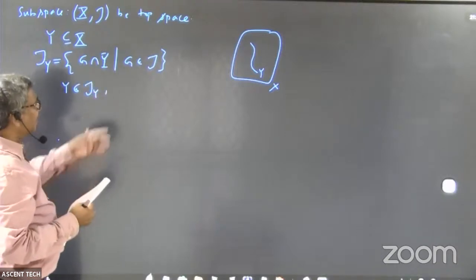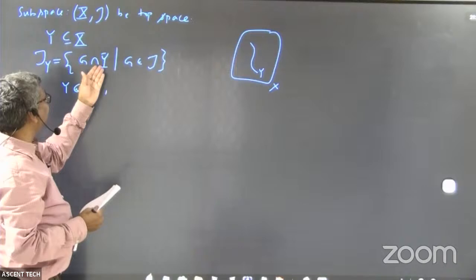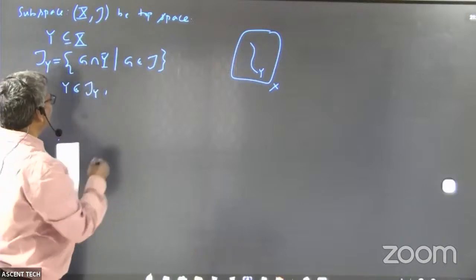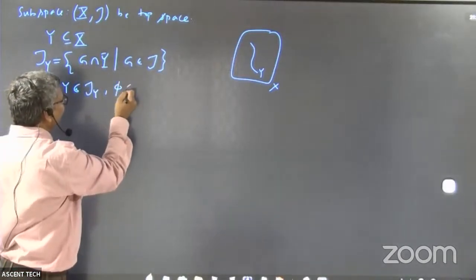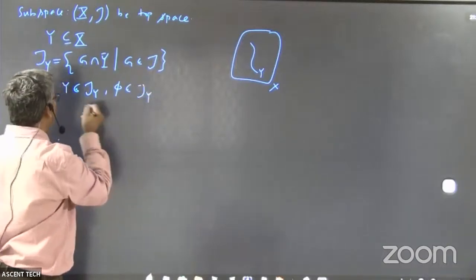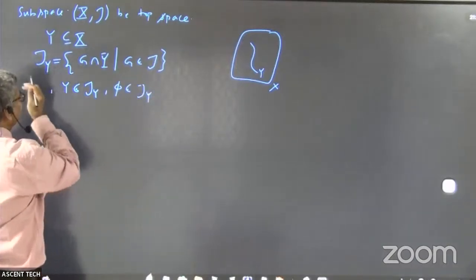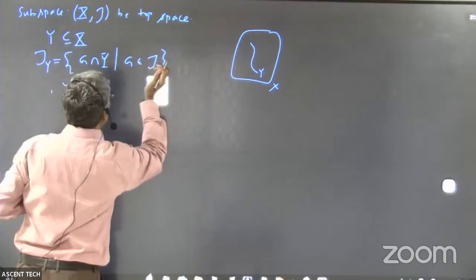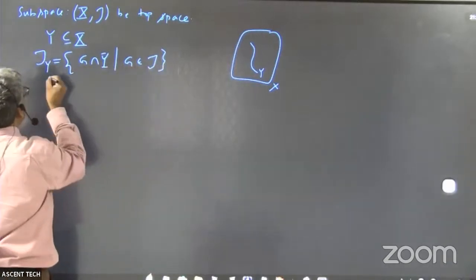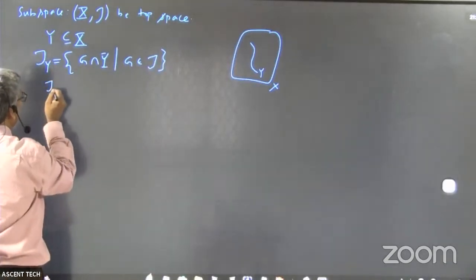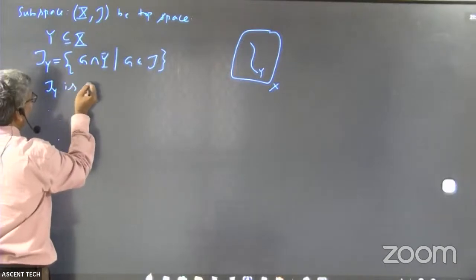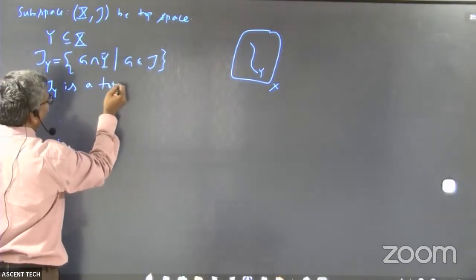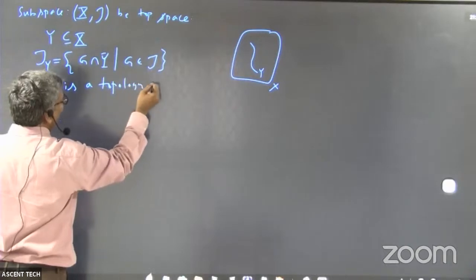A null set is in T, so null set minus Y is a null set, which is in Ty. So the null set is also in Ty. So the first condition for topology is satisfied. What I am trying to prove to you is the little result that says Ty is a topology on Y.